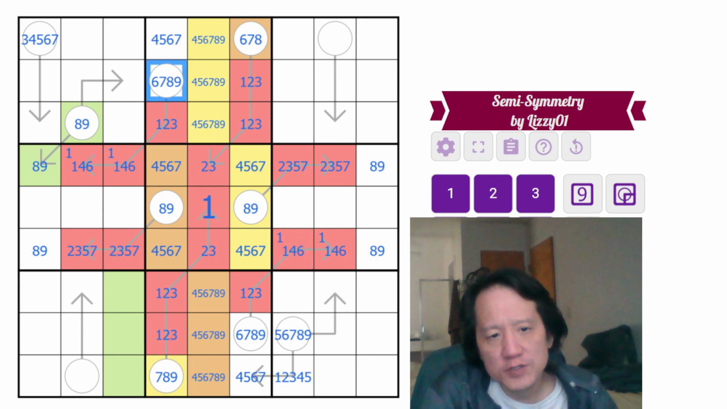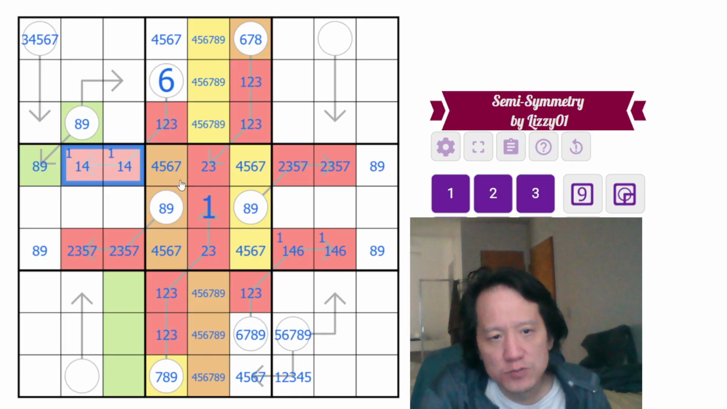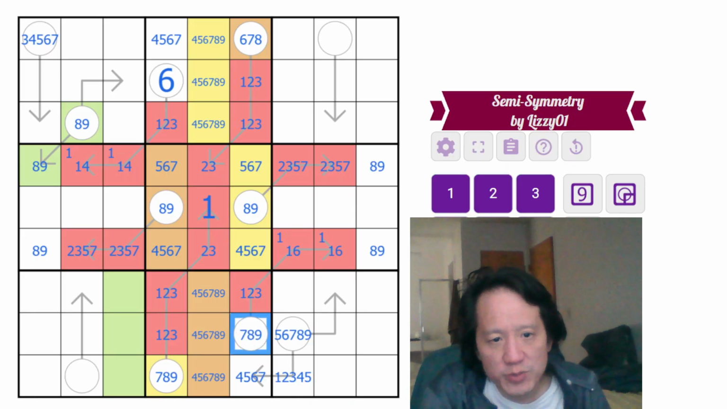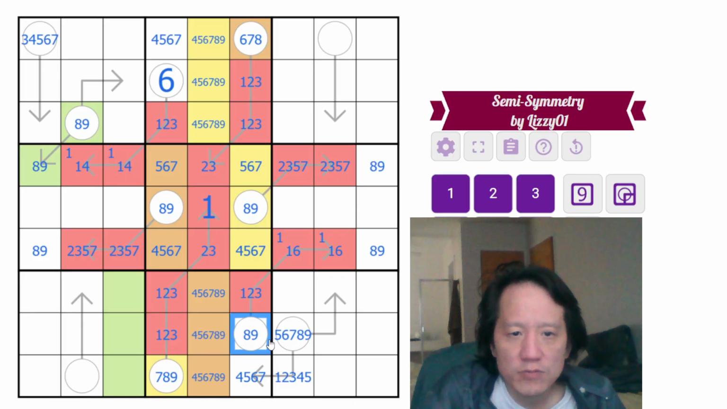So let's say this was 6. If this is 6, this can no longer be 6, which means this is 1 and 4. So this can't be 4. The 4 has to be here, which means this can't be 4. This is 1 and 6 at least. So this has to be 7 at least. No, this has to be 8. So this becomes 6, 7. Ah, and we have a contradiction. So, actually, no, we don't.